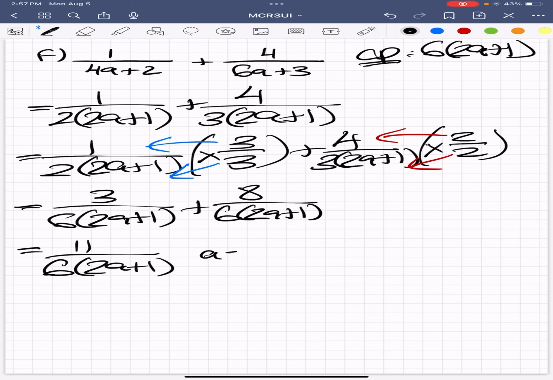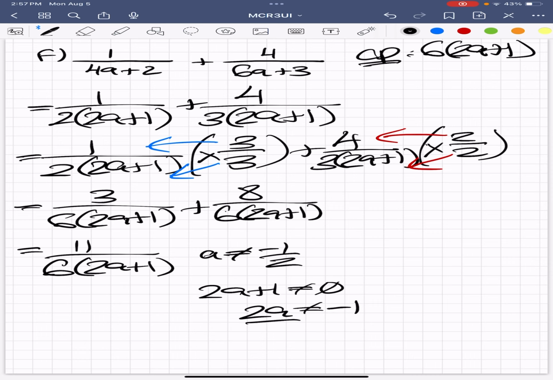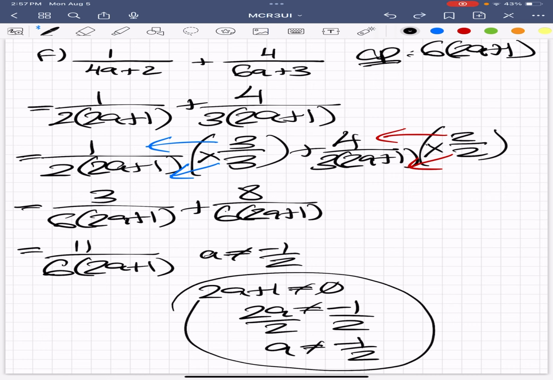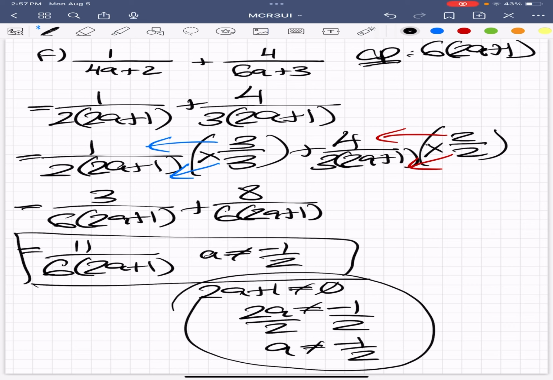And our restriction: 2a plus 1 cannot equal 0, so 2a cannot equal negative 1, so a cannot equal negative 1 over 2. And there's our answer and our restriction. Moving on.